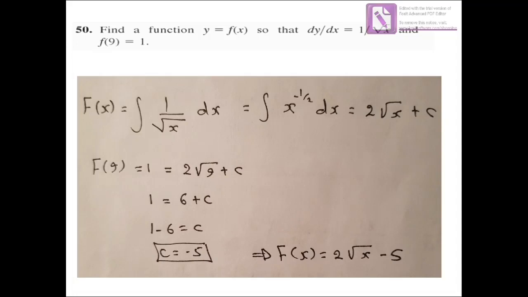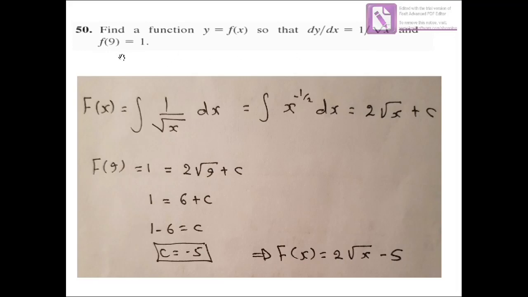So here we have an initial value problem. Find a function y equal to f of x so that dy over dx is equal to 1 over root x and f of 9 is equal to 1. So here you are given x naught is equal to 9, y naught is equal to 1. You are asked to find the function y given that dy over dx is equal to 1 over root of x.